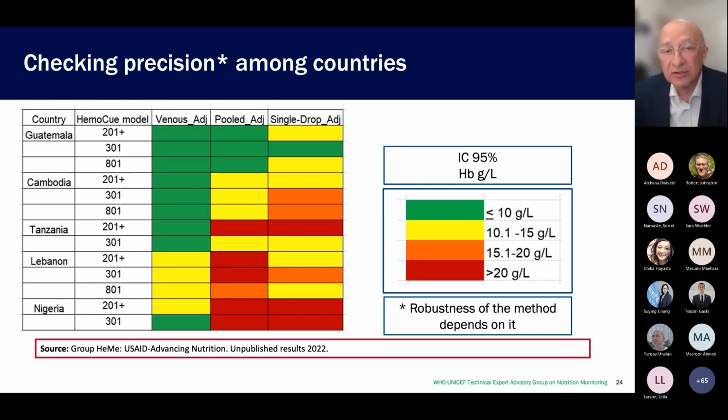But the important part of this figure is also telling us that the pool of capillary blood was not as good as we were thinking. But that depends on the country, which means it depends on the operator. And in the next step in this HIM study, we are trying to look at what the conditions are that produce good samples of pool of capillary blood in order to approximate the results of venous blood. Next slide.